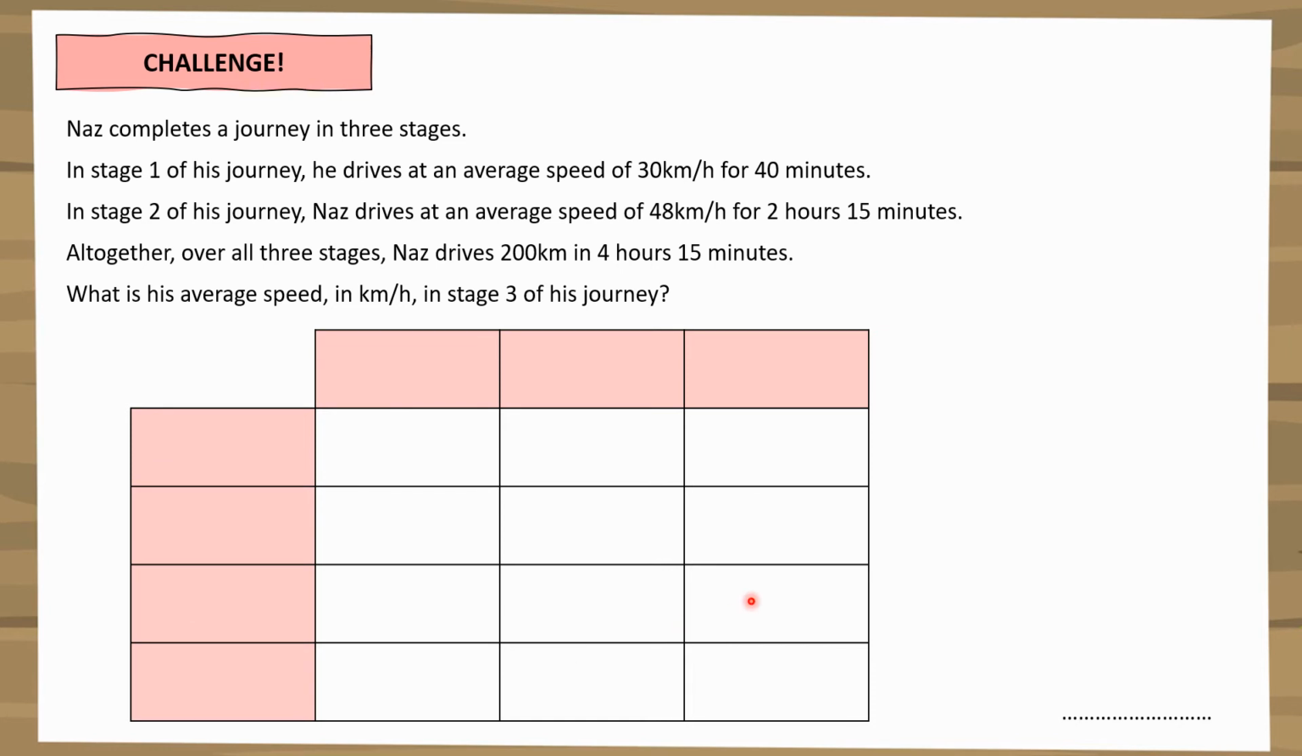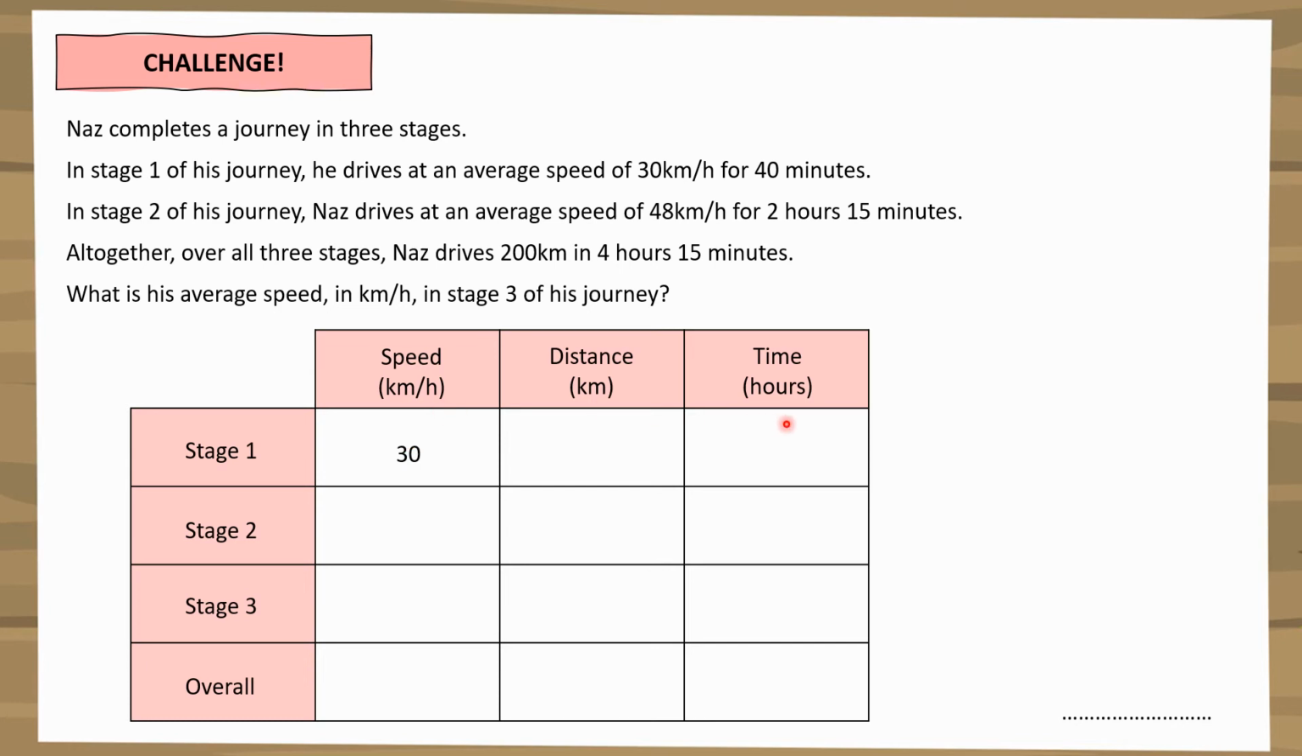So I'm going to label it up first. So I've got my speed in kilometers per hour, distance is in kilometers, and time is in hours. And then I've got stage 1 of the journey, stage 2, stage 3, and then my overall. So let's fill in what I've got in the question. In stage 1, he drives an average speed of 30 kilometers per hour. So I can put that in there.